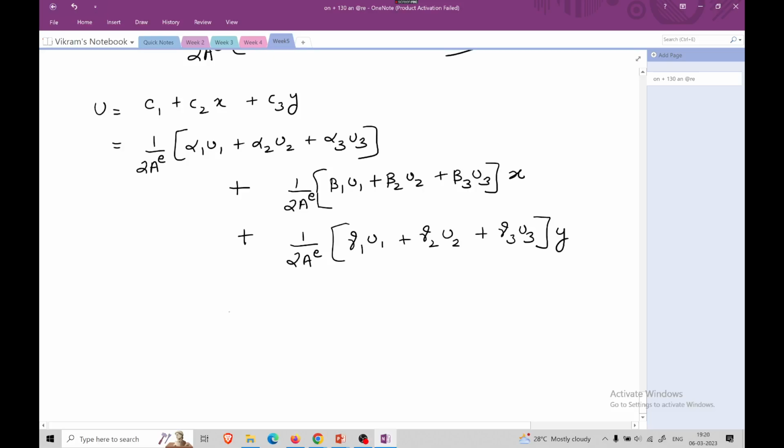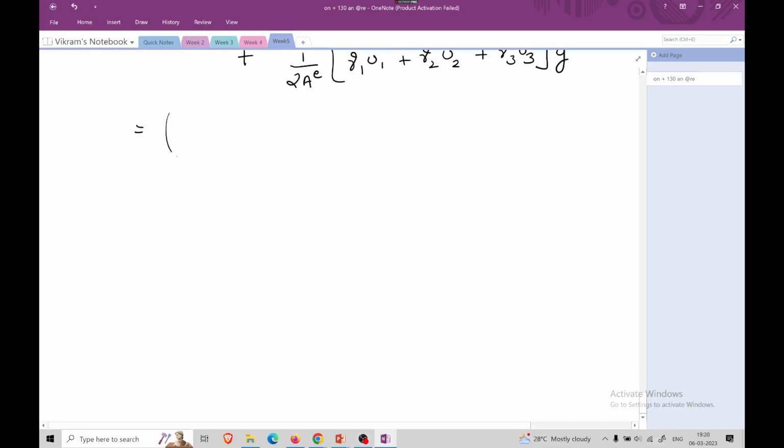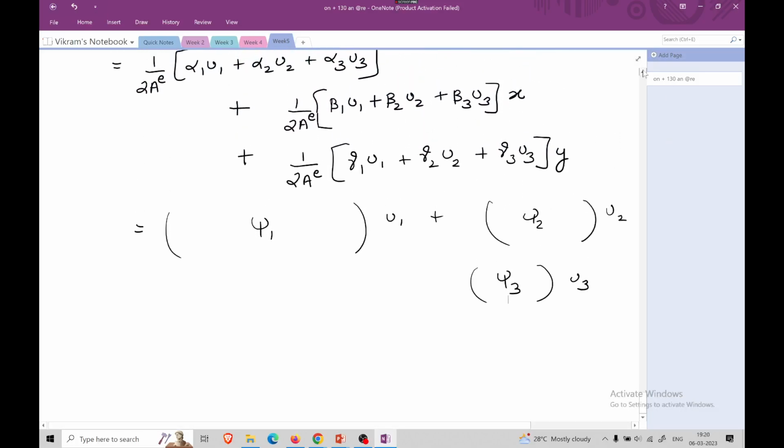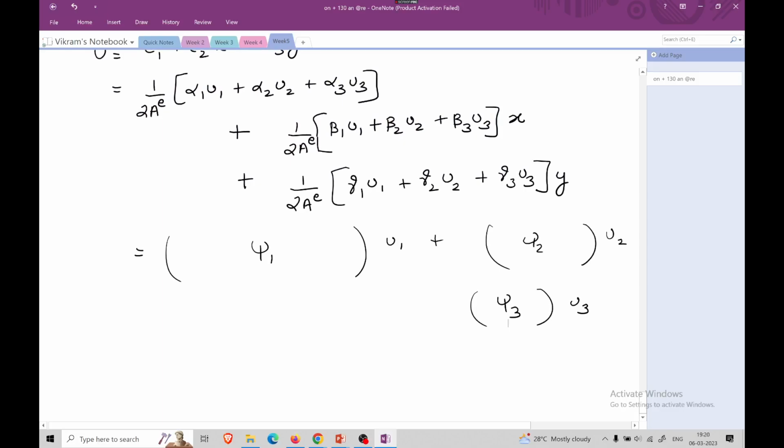Okay, now this whole thing I can write in this way: some term into U1 plus some term into U2 plus some term into U3. So these will be my psi 1, psi 2, psi 3. If I compare both, if I collect all the coefficients of U1, that is going to be my psi 1. If I collect all the coefficients of U2, it's going to be my psi 2. If I collect all the coefficients of U3, it's going to be my psi 3.